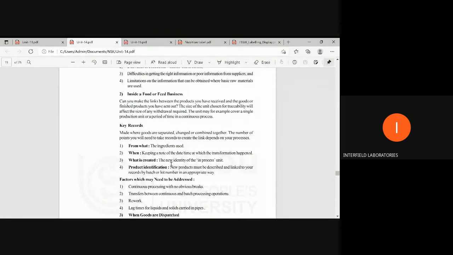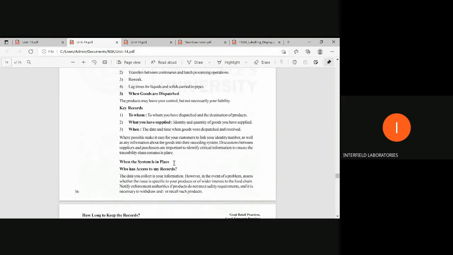Then product identification: a batch number or lot number should be given for the product. So all these are required for traceability inside a food or feed business. Then when goods are dispatched, a record should be kept of to whom the food product is dispatched, and the destination of the product. Also the identity and quantity of the goods supplied, and the date and time when the goods were dispatched and received. Records should be there for all these things. So these are a must for implementing a traceability system.